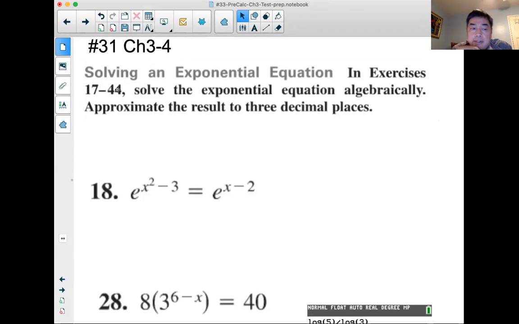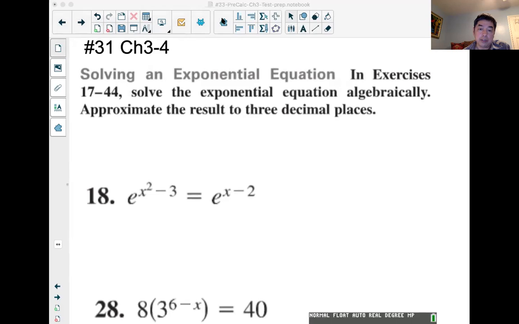In exercises 17 to 44, solve the exponential equation algebraically. Approximate the result to 3 decimal places, nearest thousandths. Now this is a calculator question, so most likely if I choose this type of question, it's going to be multiple choice. If you see the base is e on both sides, all you have to do is write down the exponents of the left and right sides as an equation.